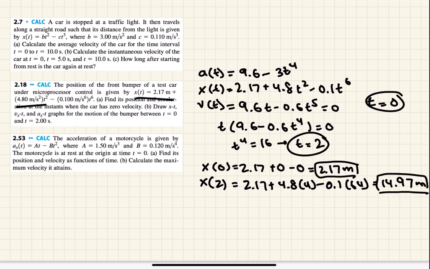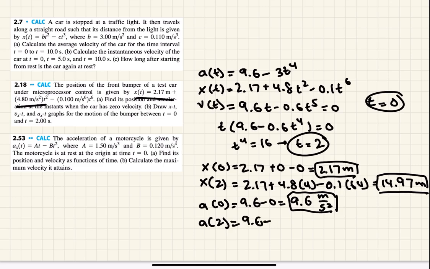So those are the two positions. And then for accelerations, acceleration at 0 is going to be 9.6 minus 0, which is just 9.6 meters per second squared. Acceleration at 2 is going to be 9.6 minus 3 times 2 to the power 4. 2 to the power 4 is 16. So it's going to be 9.6 minus 48, or negative 38.4 meters per second squared. So that's going to be your two accelerations.